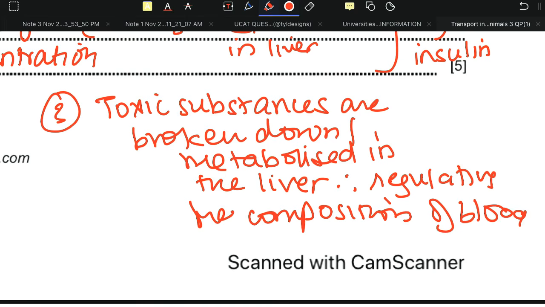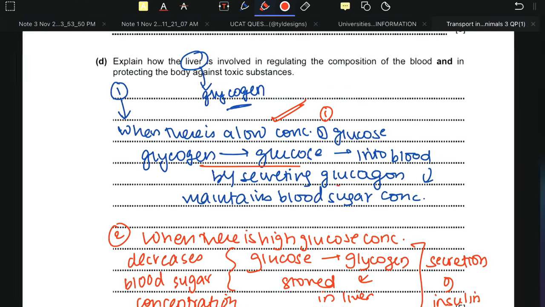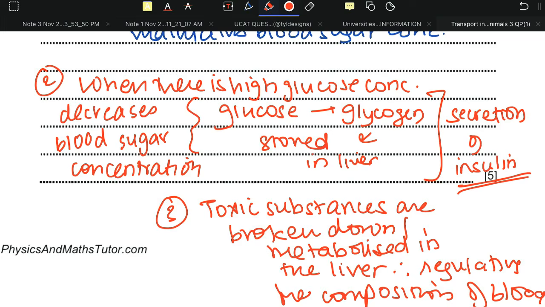So here these are your points. Number 1, the low concentration you've talked about. Glycogen to glucose is 2. Mentioning of glucagon is 3. Then 4, when high glucose concentration is there, that's glucose to glycogen. Then the mentioning of insulin is 5, and this toxic substances point is 6. So always make sure that you have more points written than the number they've asked for. Like here there are 5 points expected from you, but you should write at least 6, so that in case you forget one of the points, you have one more point in hand that you can write.